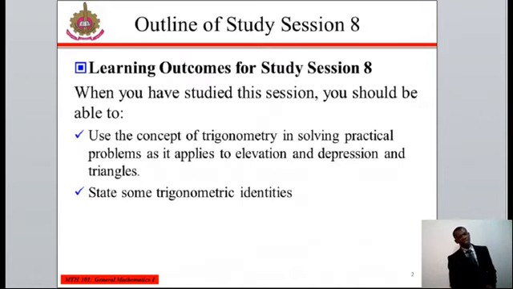After you have studied this section, you should be able to use the concept of trigonometry in solving practical problems as it applies to elevation and depression and triangles. Secondly, you should be able to state some trigonometric identities.